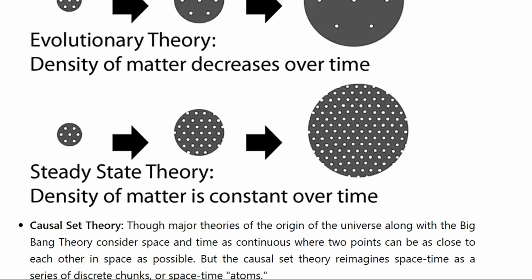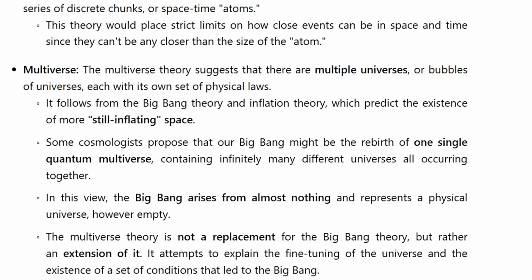Causal set theory. Major theories of the origin of the universe, along with the Big Bang theory, consider space and time as continuous, where two points can be as close to each other as possible. But the causal set theory reimagines space-time as a series of discrete chunks or space-time atoms. This theory would place a strict limit on how close events can be in space and time, since they cannot be any closer than the size of the atom.